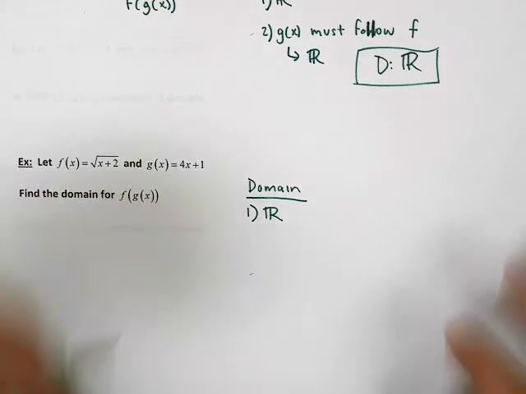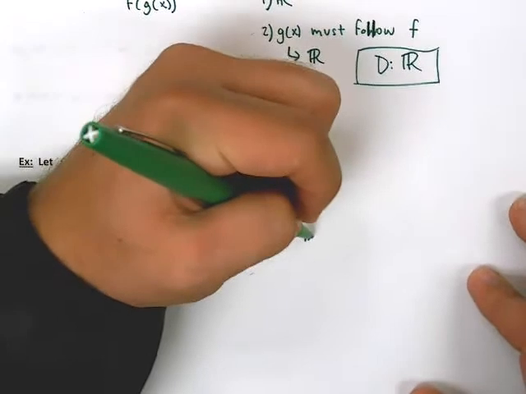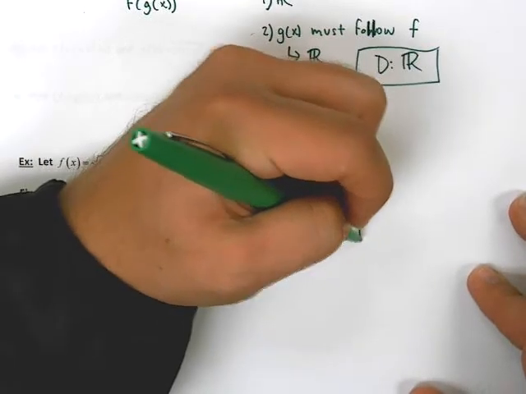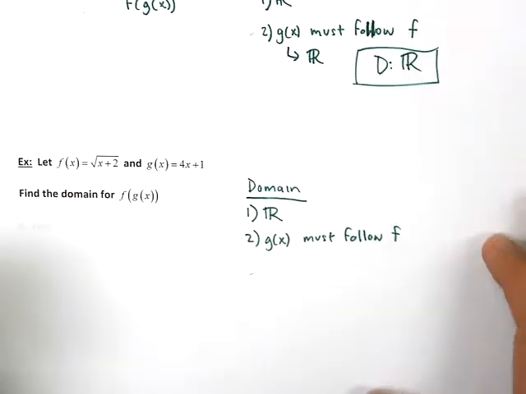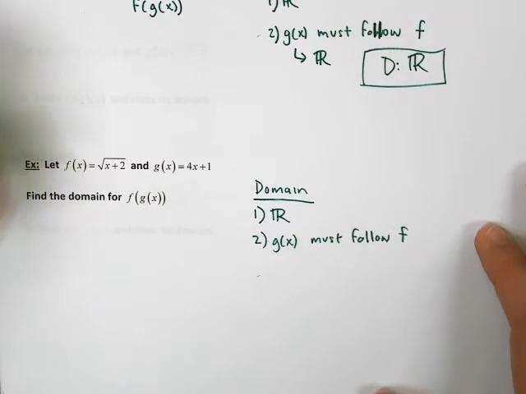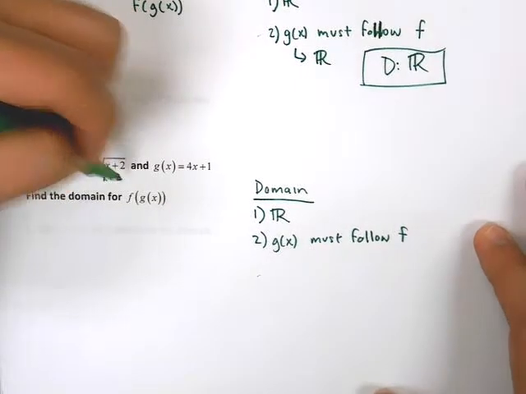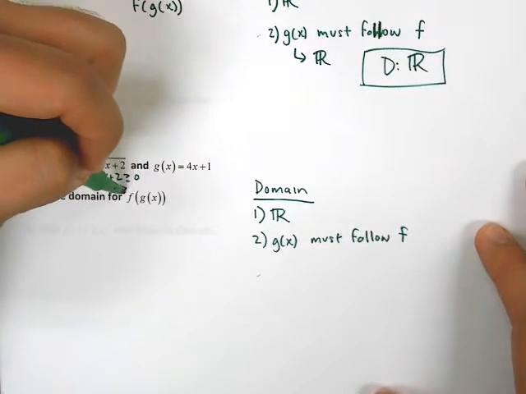However, when I write my next rule, that g of x must follow f. Well, now let's take a look. In my f function, I know that x plus 2 has to be greater than or equal to 0, right? So x must be greater than or equal to negative 2.